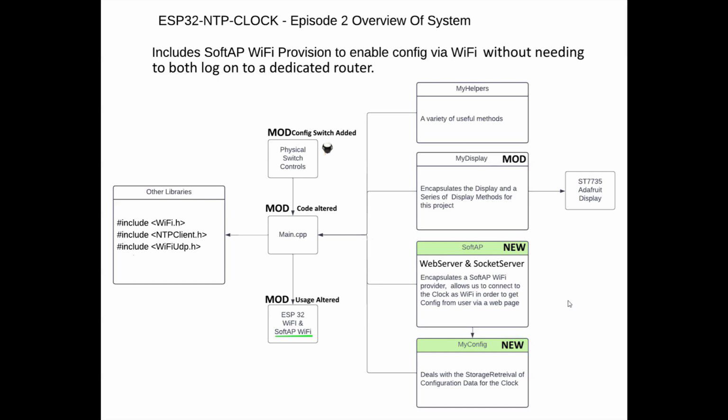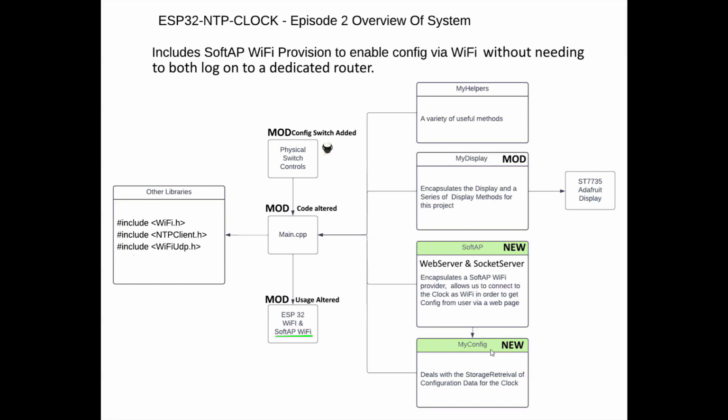Okay, so let's look at the new things. Well, we've spoken at reasonable length about the web server and the socket server in terms of their inclusion in this solution to the problem. So they've been encapsulated in a class there, and that class is called soft AP. And here we've got a new config class as well, and instead of having those hard-coded variables, now we've got everything stored in the EEPROM, and that's where we'll store everything.